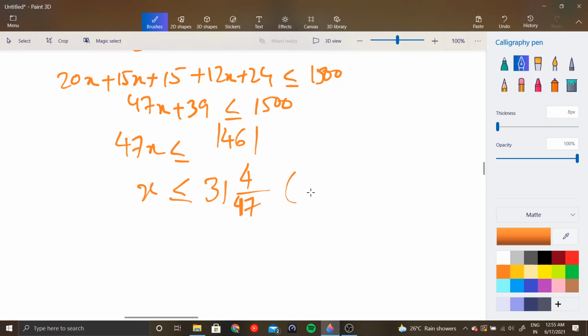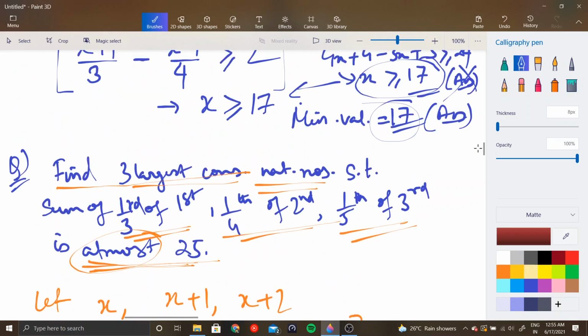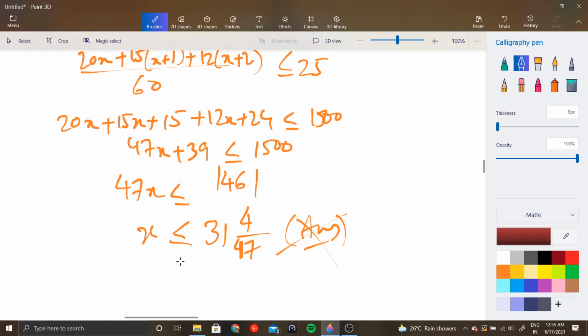So what you guys do is, this is the answer and the question is done. No, this is not the answer. They have asked you for 3 consecutive integers. Okay, so they have also told you to find the largest, right? Largest. So this is basically a keyword, because what is the maximum possible value of x? What is the closest integer? So see, the maximum integral value of x is 31, right?